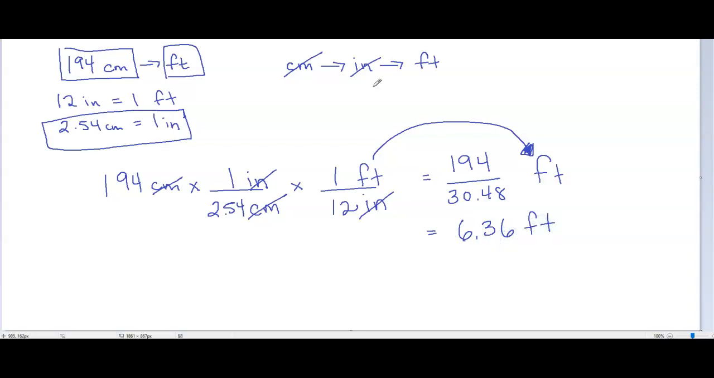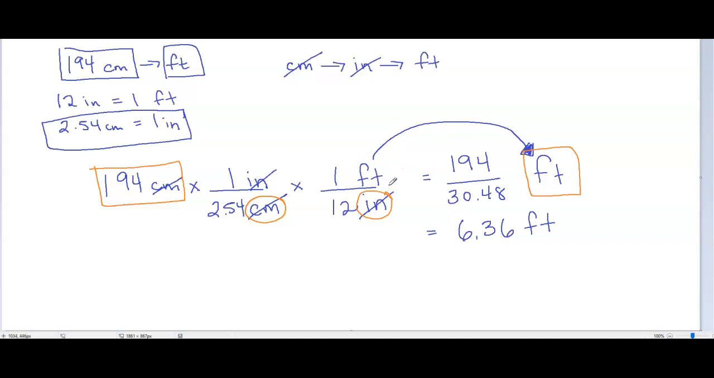feet. So the big things here to notice is that I always start out with what I'm given and make sure my answer is going to be what I'm looking for, which was feet, because I was going from centimeters to feet. Always put what you're trying to cancel out on the bottom, so centimeters to centimeters. So what I start out with, I want to make sure that that's going to be on the bottom, and then inches on the bottom. You see how that cancels it out?